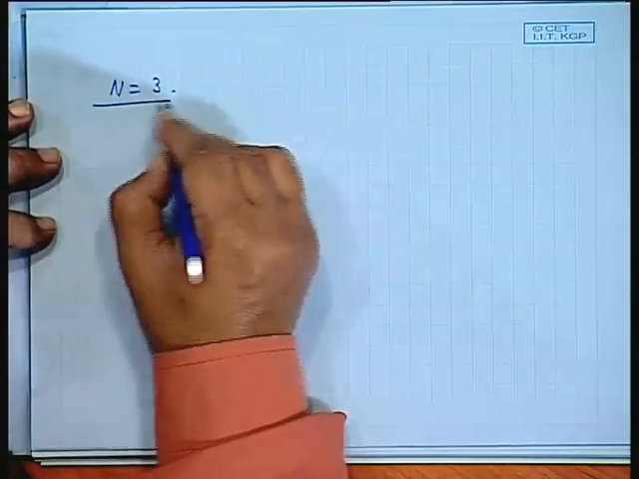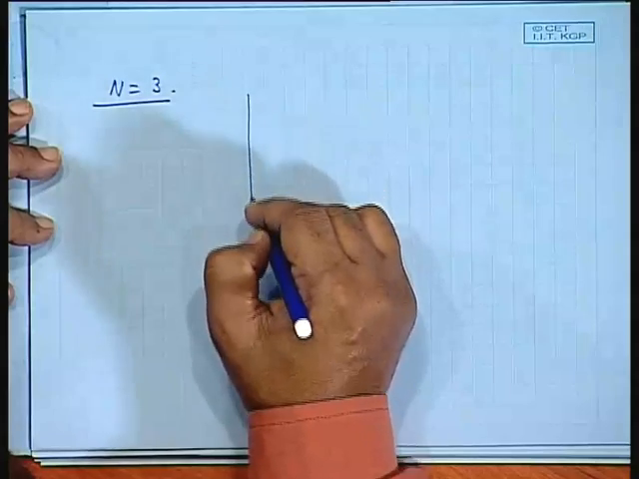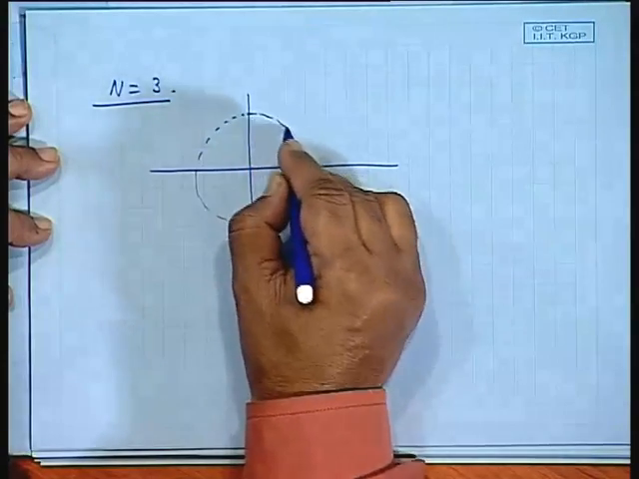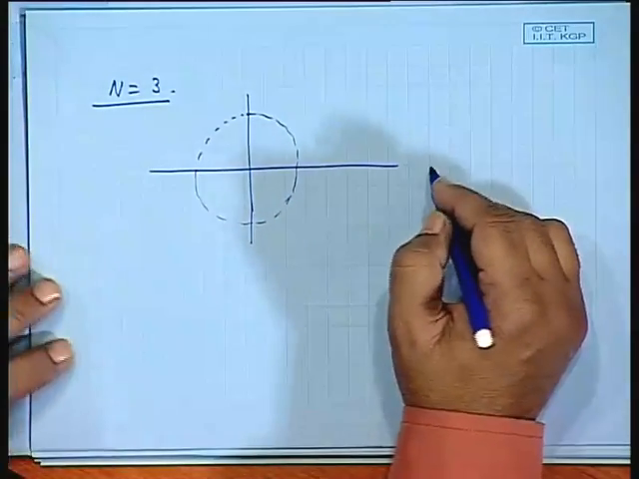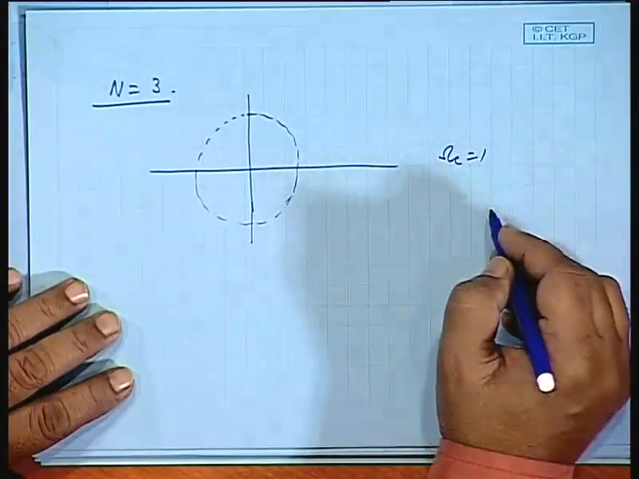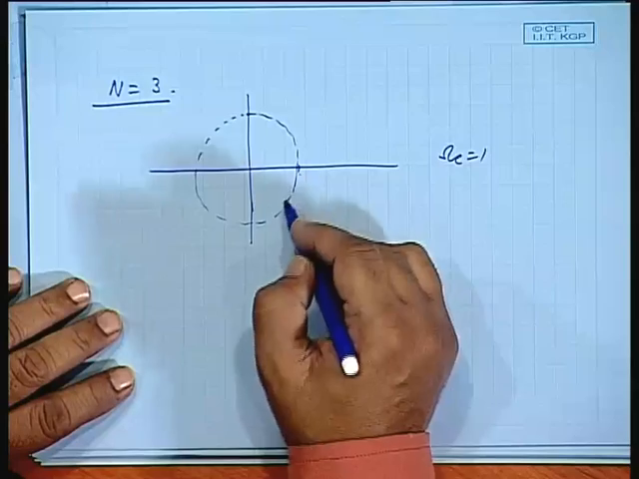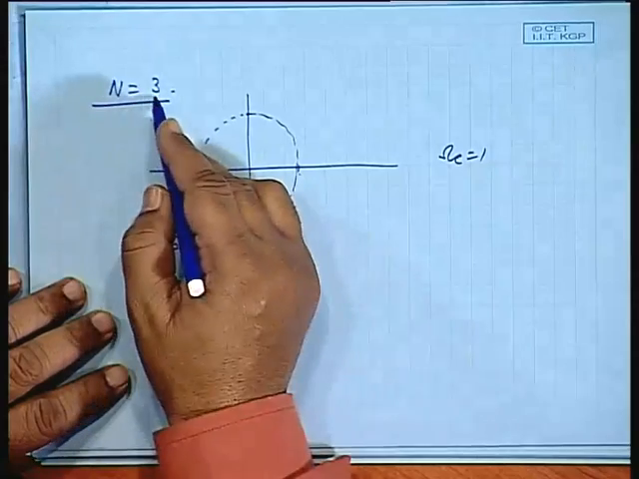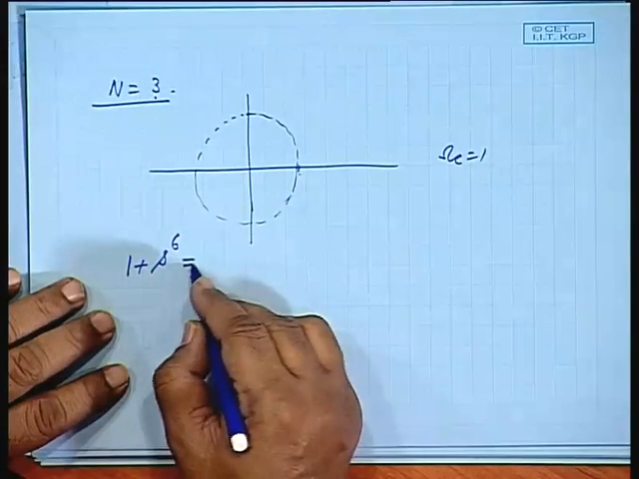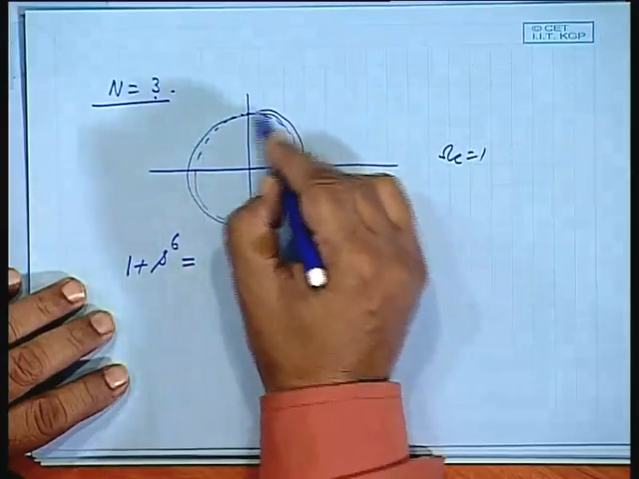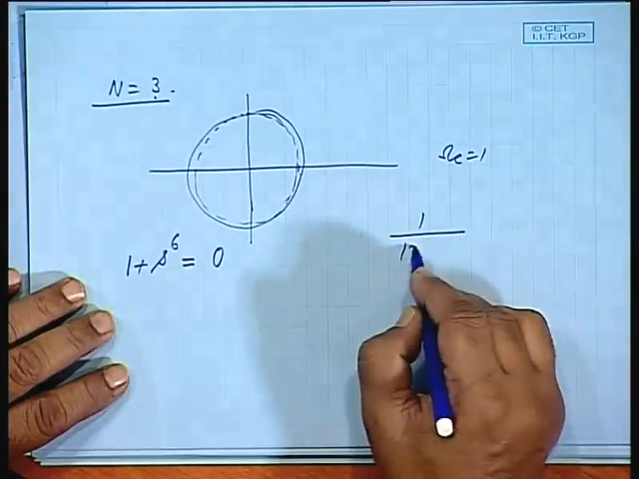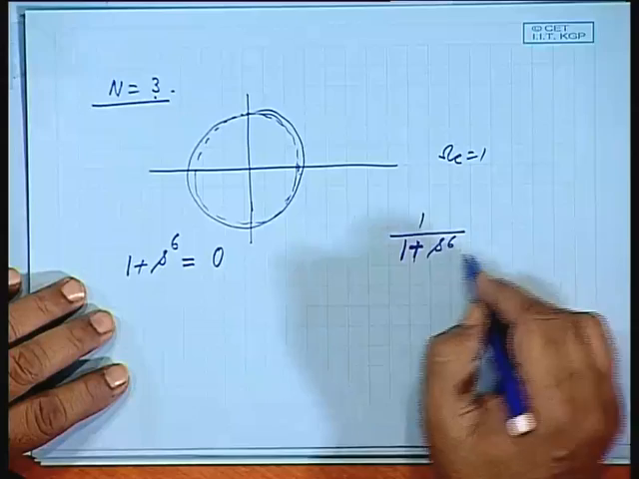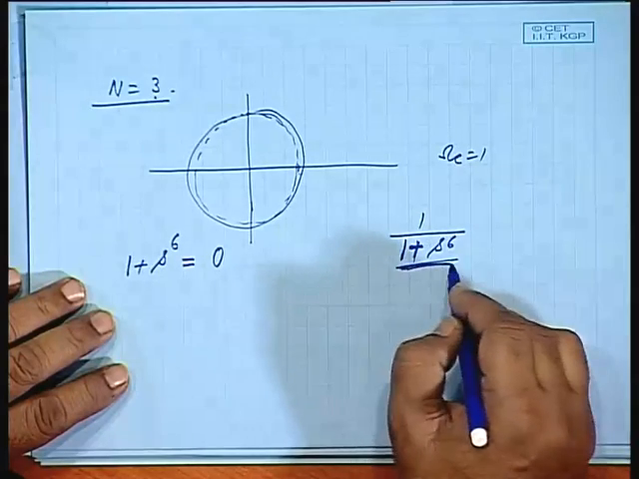Suppose n is equal to 3. If I take the normalized frequency first, omega c, let us for the time being take as 1, then 1 plus s to the power 2 into 3, that is s to the power 6, is equal to 0. This is the function you get, 1 plus s to the power 6, and you find out the roots of this. So, equate this to 0.